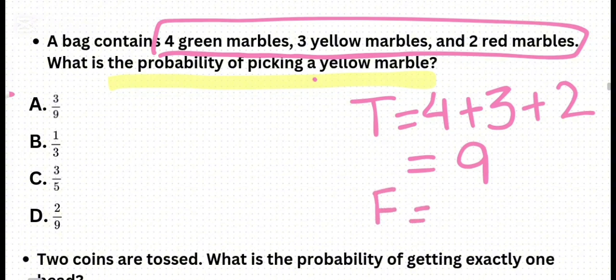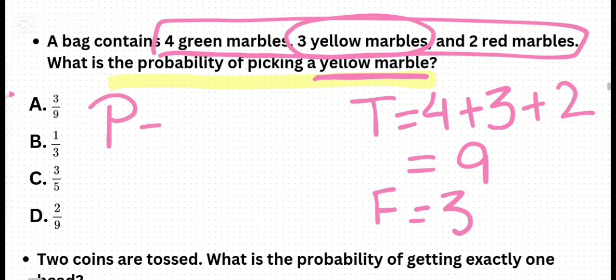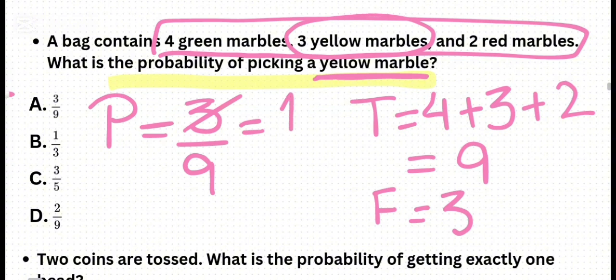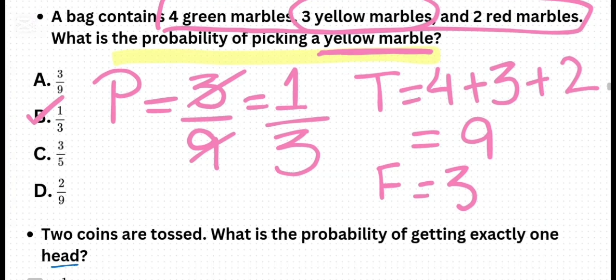In the question you see they are asking for a yellow marble, right? So there are 3 yellow marbles, so the favorable outcome is 3. After putting the formula P is equal to F by T, it becomes 3 by 9. After cutting, 3 one time 3 and 3 three times is 9. So the correct answer is B. See, these questions are very easy.